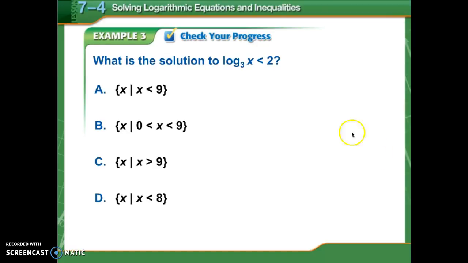For our check your progress, we have log base 3 of x less than 2, which is just going to tell us that x is less than what? And we see our answer now is choice B. 3 to the second power is 9. So x has to be less than 9, but remember x is still always going to be greater than 0. It's important to say x greater than 0 still in this kind of inequality.